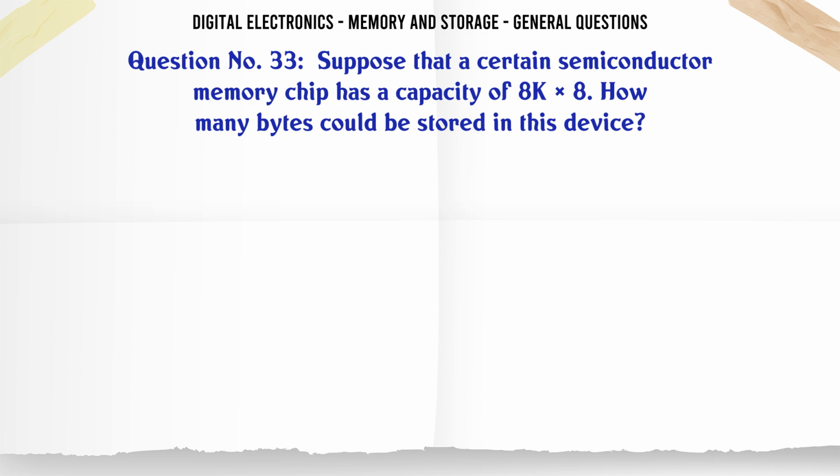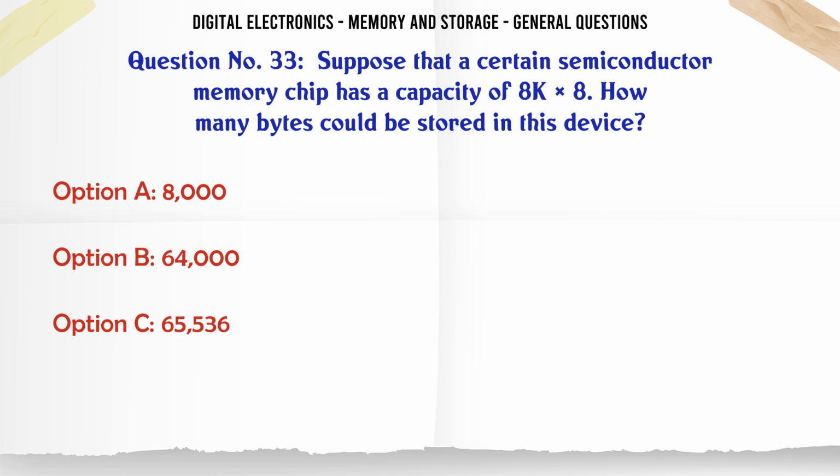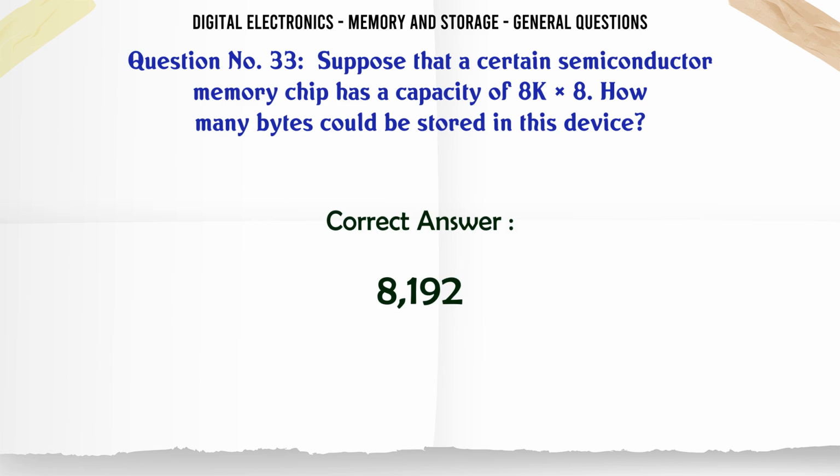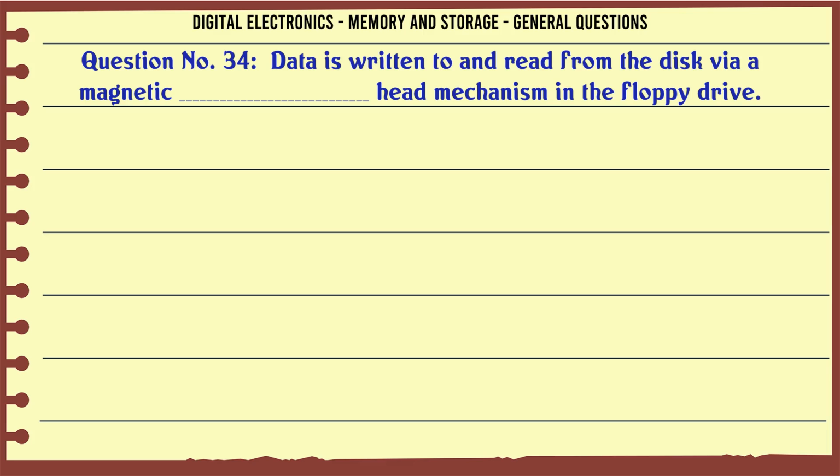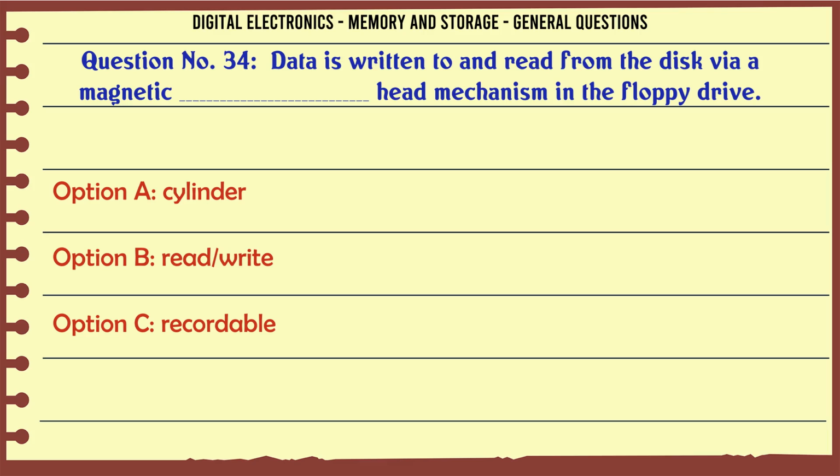Suppose that a certain semiconductor memory chip has a capacity of 8K×8. How many bytes could be stored in this device? A. 8,000, B. 64,000, C. 65,536, D. 8,192. The correct answer is 8,192.